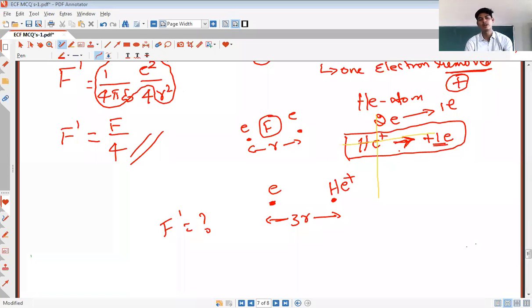Very good. F by 9. Simple. When distance increases, the force automatically has to decrease. Then try answering this.